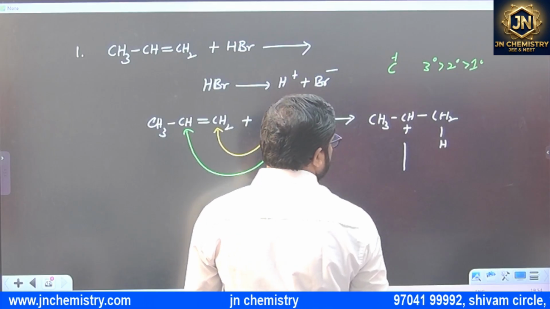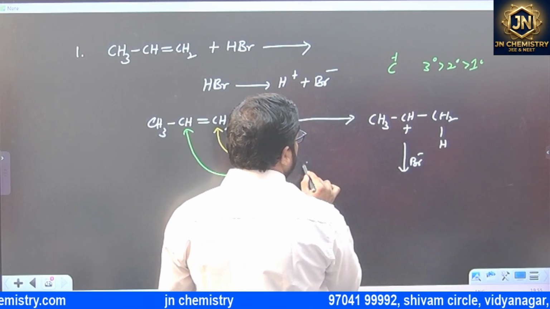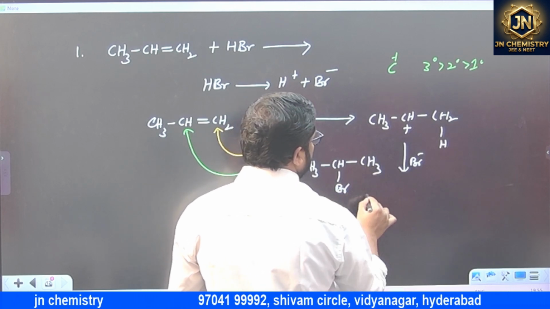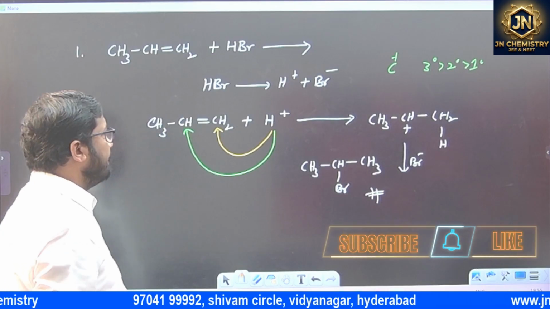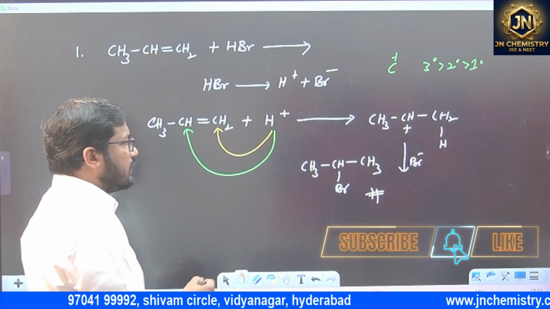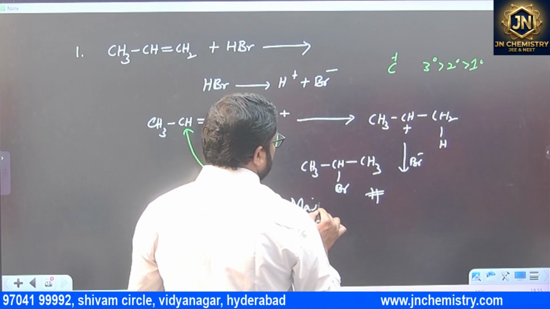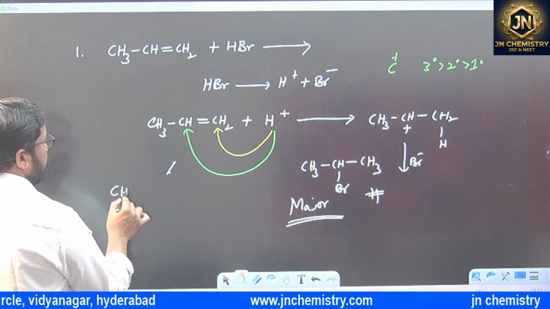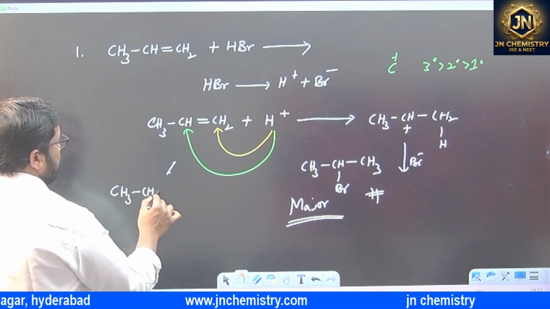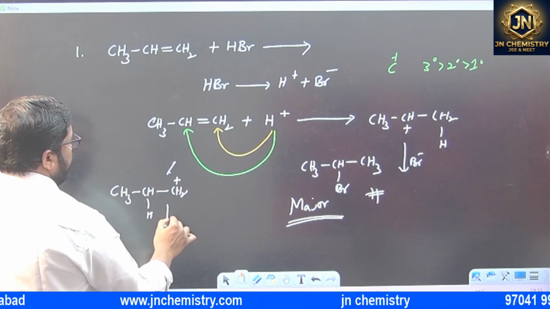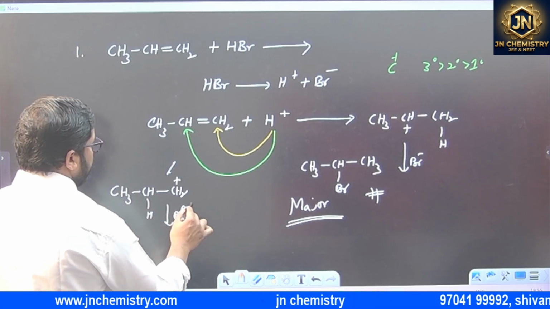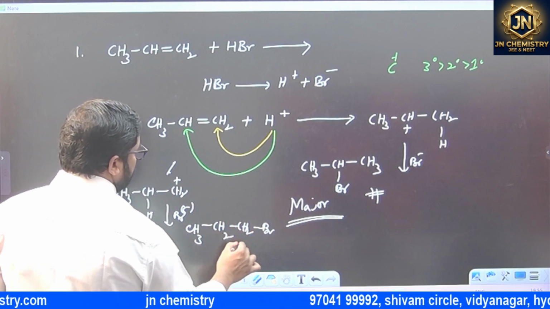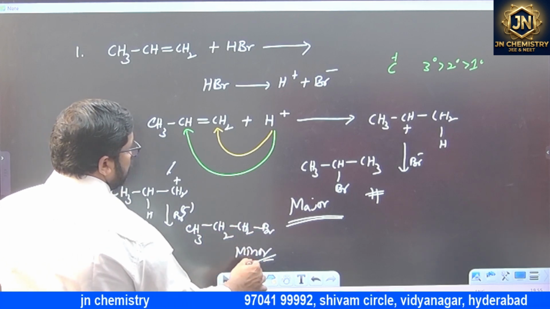Then Br minus is coming in attacking. CH3 CHBr CH3. This is the major product. If it is at the green position, that is the minor product. For example, if you are writing like this, CH3 CH2 CH2 with positive charge, this is less stable, no? Br minus attacks, giving CH3 CH2 CH2 Br. This is the minor product. This is major, this is minor.